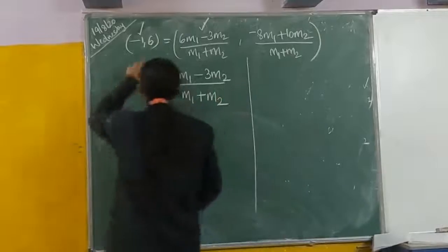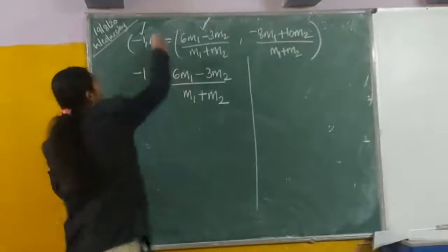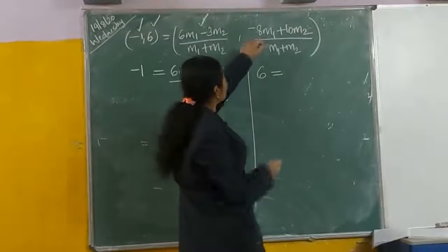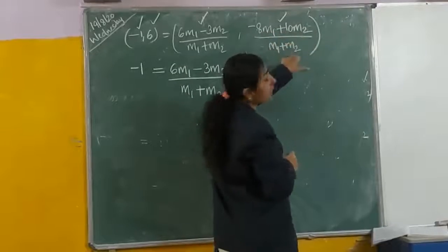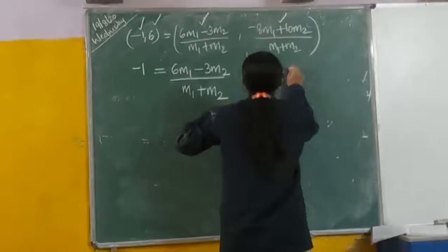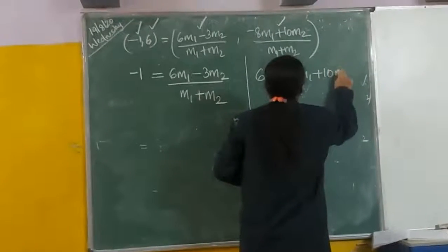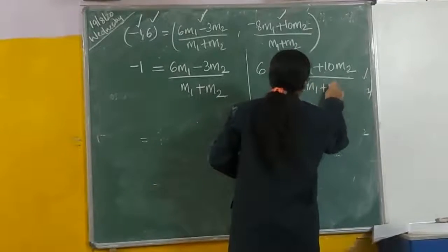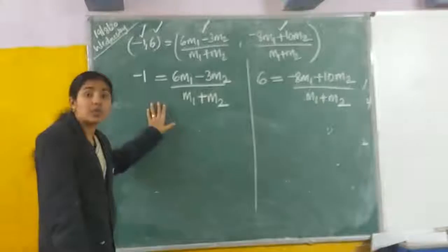Similarly, you can write that the y coordinates are equal. So which are the y coordinates? Here on the left hand side, the y coordinate is 6. So 6 equal to, here the y coordinate is minus 8m1 plus 10m2 divided by m1 plus m2. Write that one. Now you should simplify any one of these equations.